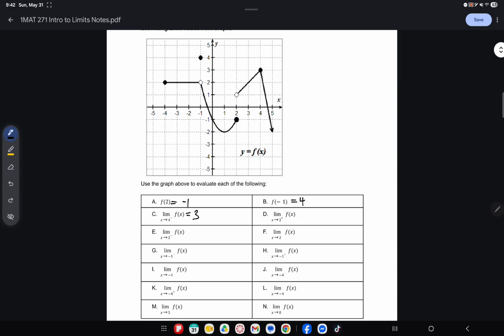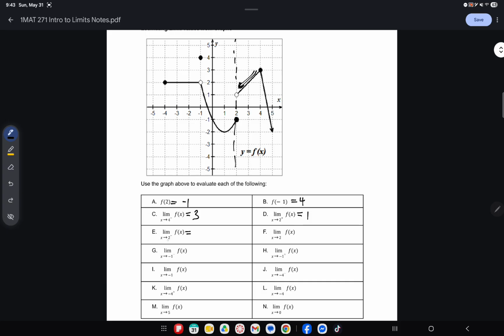I'm going to do the same thing for the next one: the limit as x approaches 2 from the right. Here's 2, and this one we want from the right. I see that there's a hole there at 1, but the function is approaching 1. It won't be equal to 1, but as I'm getting closer and closer to 2 from the right side, I'm getting closer and closer to 1. So that's why the limit is 1.